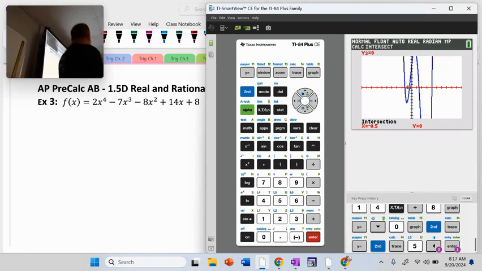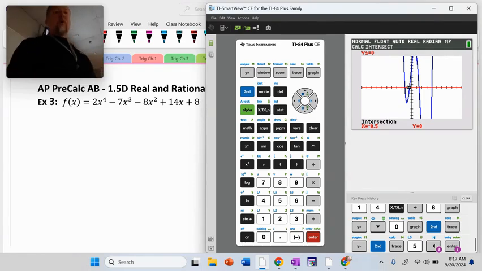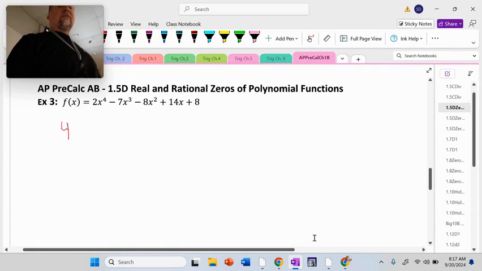Now, what would have happened if I looked at this one and it was a long decimal? I would have just tried to find these other two and see if they were rational numbers. So what was the first 0 that we saw that was nice? 4 again. So we'll start with 4.